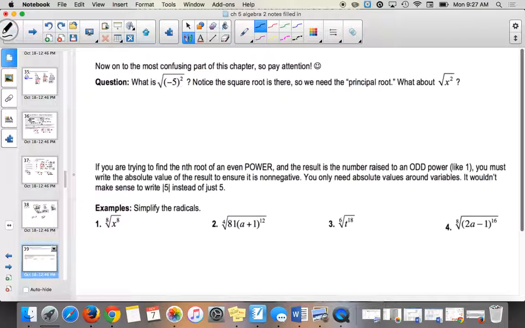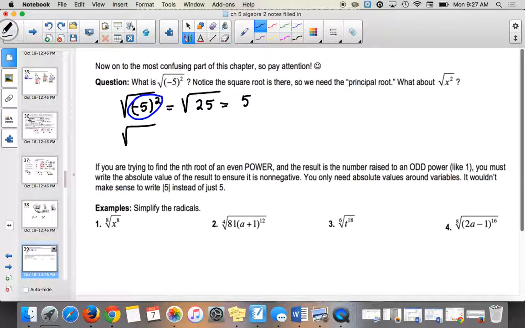It is not negative 5. It's 5, because if you start with the square root of negative 5 squared, you do the inside part first. Negative 5 squared is 25. And we know the square root of 25 is the principal root, the positive version. It's like there's an imaginary sign out front and it's already plus, so it equals 5.